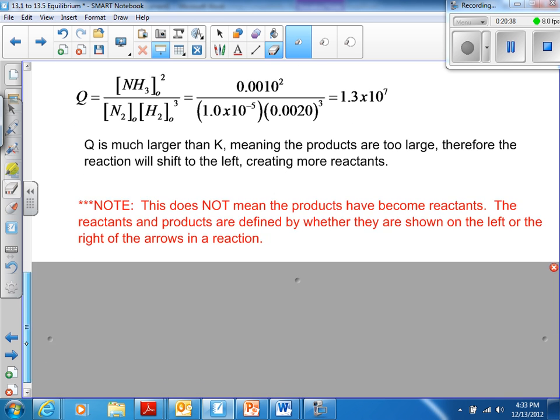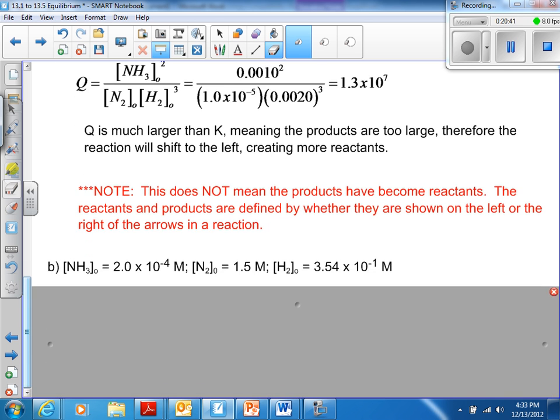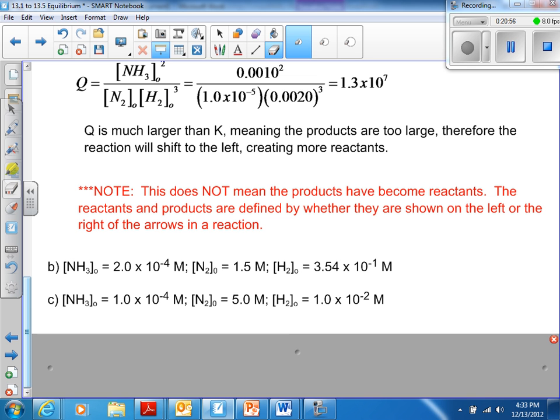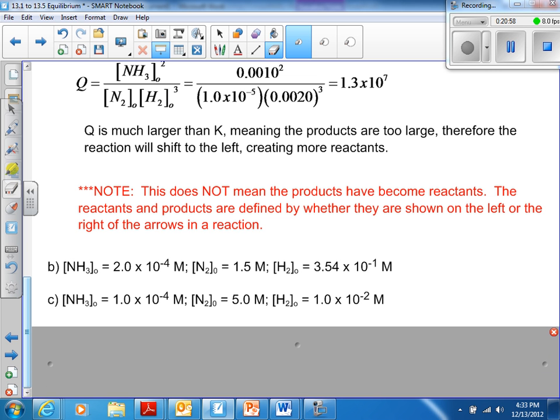Okay. Let's do another problem. You should calculate Q. Pause. I'm going to show the answer in a moment. I want you to calculate Q and figure out if the reaction is going to go left, right, or what's going to happen. Oh, no, that's not the answer yet. Here's B and C. Do B and C. I'm going to show the answer to both of them in a moment. So pause. Do them both. See which way the reaction goes.